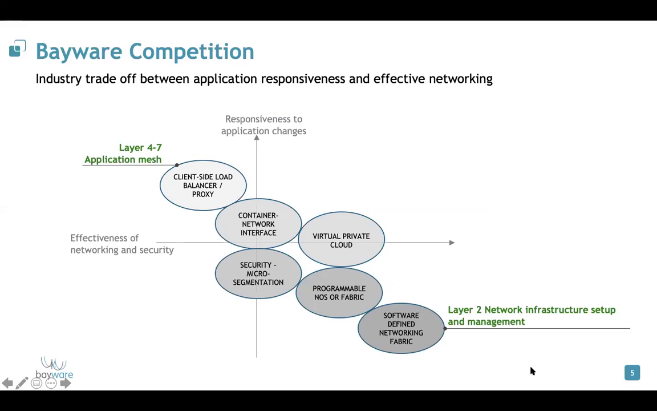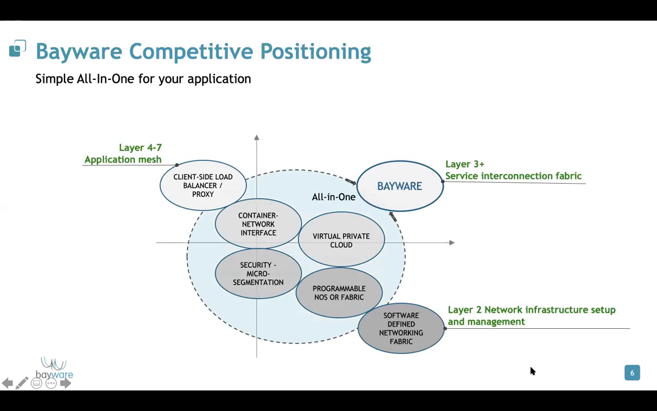Whereas software-defined networking fabrics are shared, but they're excellent at delivering the networking and security. They just never were built to respond to an individual application's needs. And that means a lot of other solutions have appeared in the middle that you have to configure to make those things work together. Bayware breaks this trade-off with a simple all-in-one solution to interconnect your services for your application.